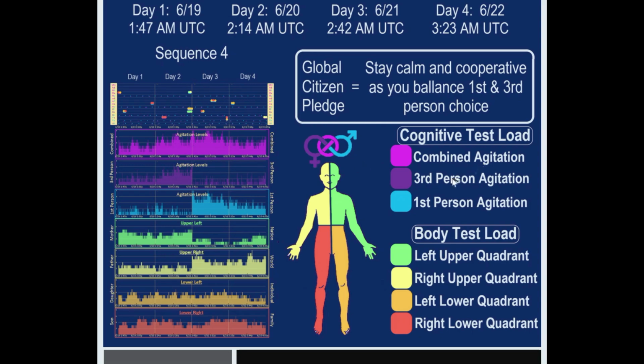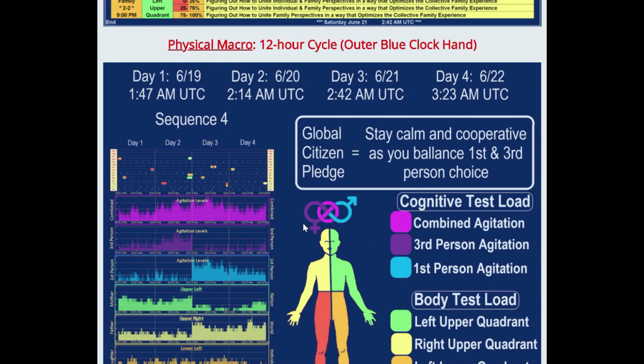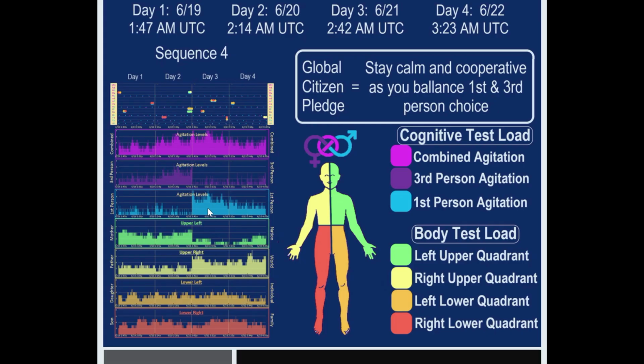This combined agitation, or third person agitation or first person agitation levels. When a cycle changes, when we change from one cycle to another, it creates an electromagnetic energy. That energy is created from one cycle as positive to another cycle that's negative, or vice versa, a negative cycle to a positive cycle. And those alternating influences, that's what's causing all of this disturbance here.